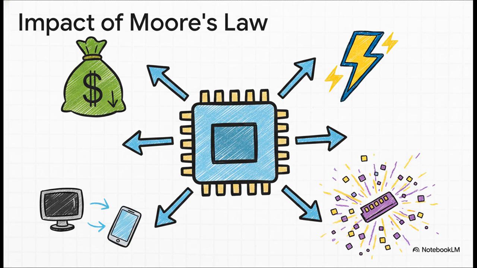It's not a law of physics, but it was an incredible observation about the pace of human ingenuity. And the results of that relentless doubling? Well, they're all around us. Because of Moore's Law, our computers got exponentially cheaper, faster, and smaller, all while their memory just exploded. I mean, think about it. The internet, smartphones, AI, none of it would be possible if this trend hadn't held true for decades.